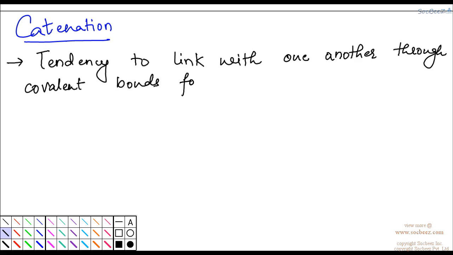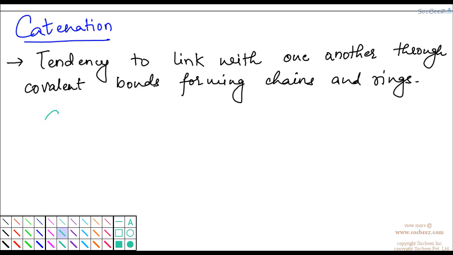Okay, forming chains and rings. Now this is another important property of carbon that is observed. You very well know that you can easily find long carbon compounds of this sort, and similarly you can also find compounds of this sort.